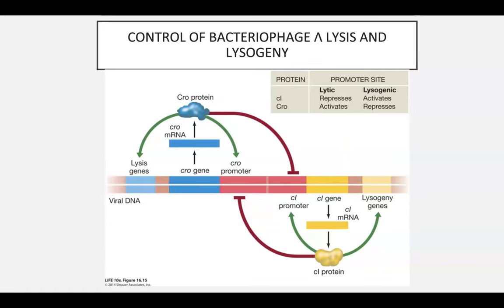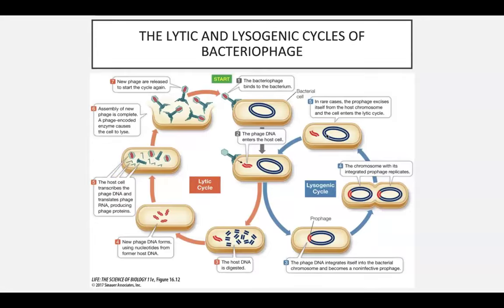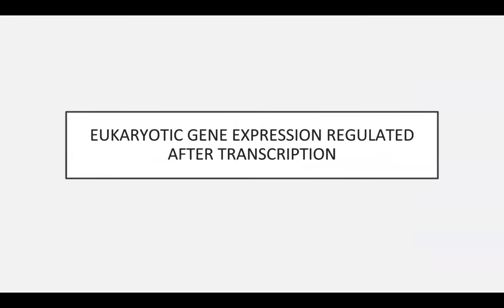But under extremely stressful conditions, CI protein is degraded, and if CI protein is degraded, then CRO protein will become more activated. More CRO protein is produced under extremely stressful conditions. As more CRO protein is produced, it then activates the lytic cycle, activates genes for lysis, causing, as you see here, in rare cases which are under the stressful conditions, CRO protein causes the prophage to excise itself from the host chromosome and enter the lytic cycle.